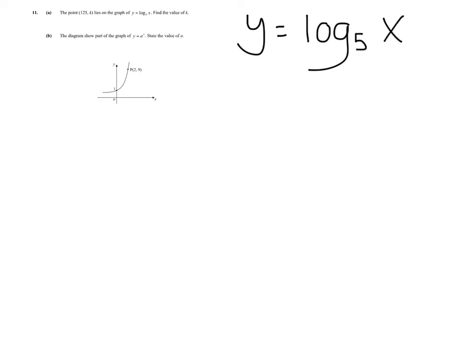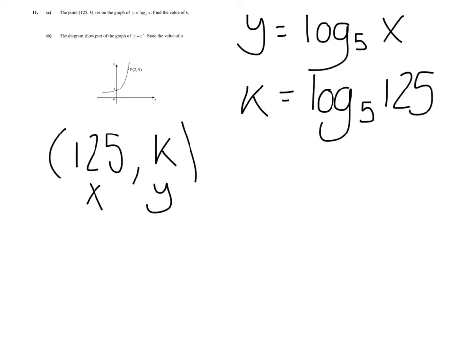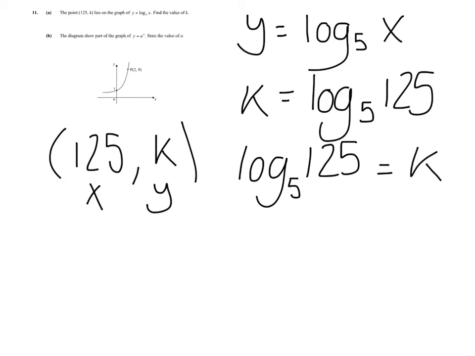We are given a point (125, k), where x is 125 and y is k. So we substitute that in, and we get k equals log of 125 to the base 5. If I now write that round the other way, log of 125 to the base 5 equals k.